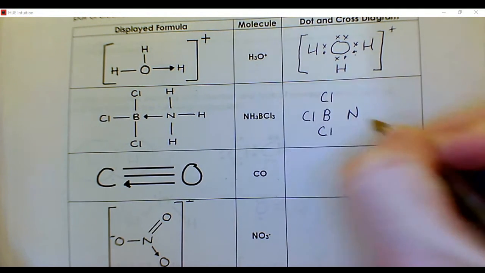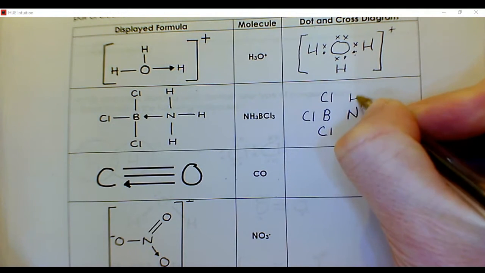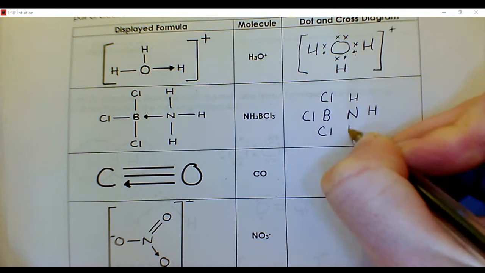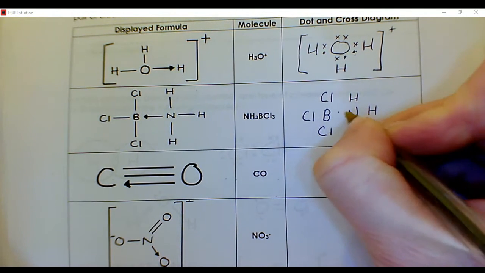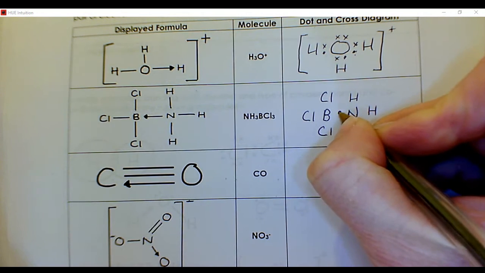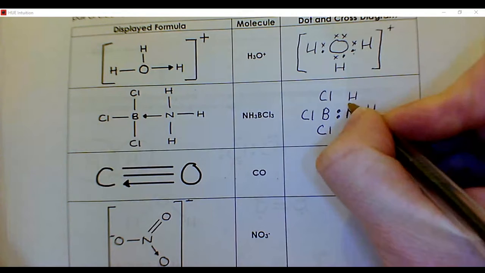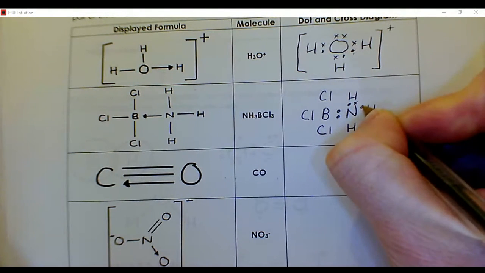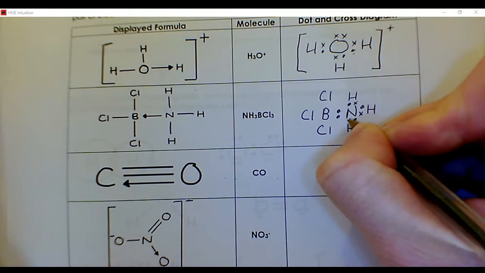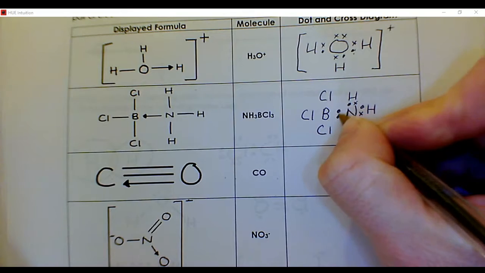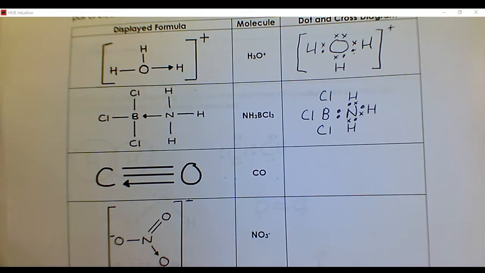To leave space for the bonds. And then in the middle, because it's a coordinate bond, we're going to represent it with two dots or x's, it's up to you. And then for nitrogen, we're going to have dot x, dot x, dot x. Okay, so that's the three. So the dots represent the nitrogen electrons here, and the x's represent hydrogen's electrons.